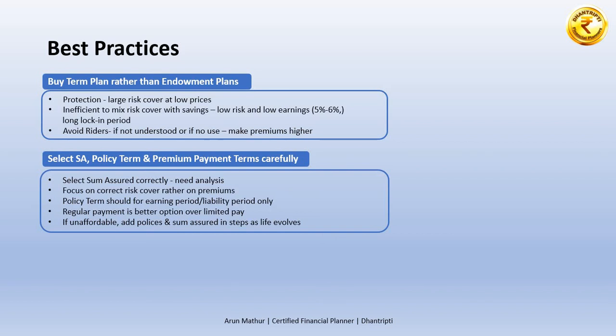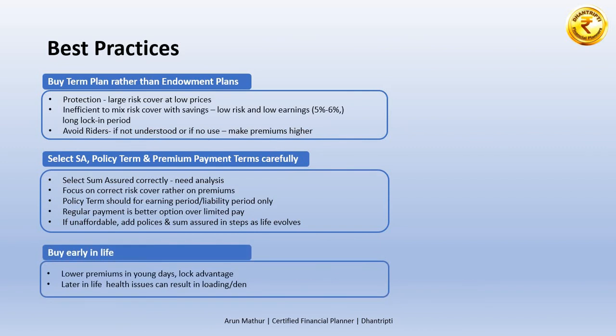Always try to opt for a regular payment, because it's a better option over a limited pay. But one can take a limited payment option also if he wants to just pay for next 8-10 years and quickly get over it. In case you are not able to afford a term plan as per what is needed, you can take it in steps. You can start with a small sum assured, and as your income grows and as you evolve in life, you can add more policies, term plans to your folio so that your sum assured cover increases.